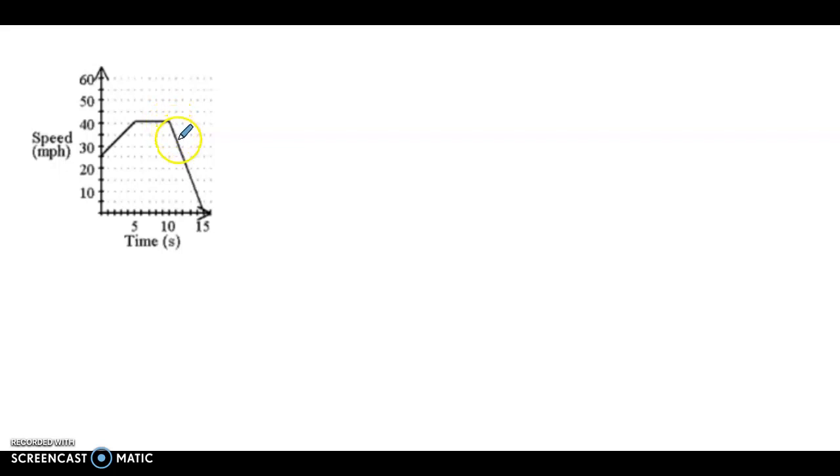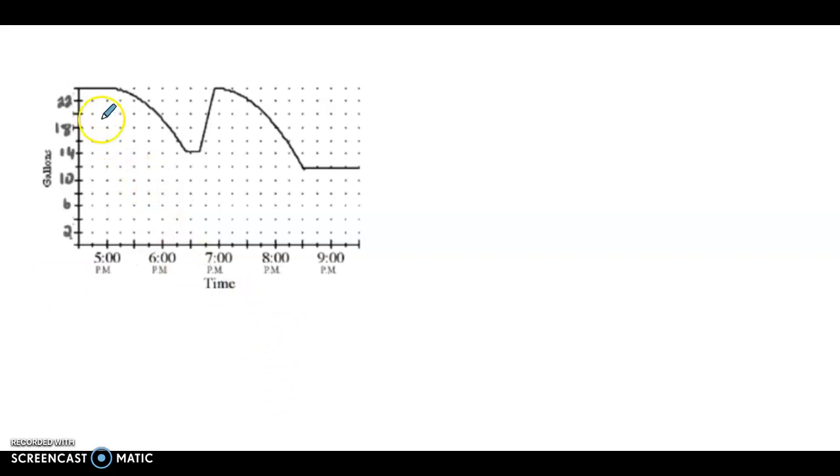And then it starts to decrease. So it's slowing down, it's braking. For the last 5 seconds, it slows all the way down, and down here is where it represents a stop because that means it's going 0 miles per hour. So the car starts at 20, increases to 40, stays at 40 miles per hour for a little bit, and then slows down to a stop.